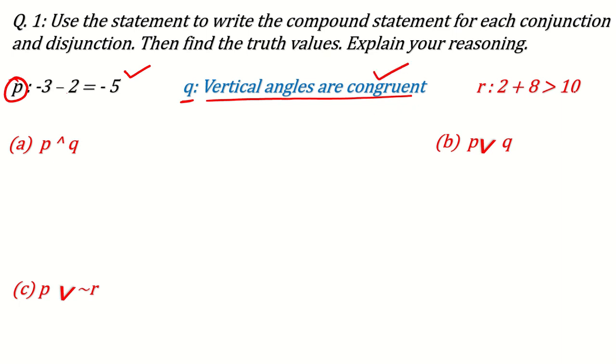Now R: 2 plus 8 is greater than 10. Do you think that this statement is correct? No, this is not correct. Why? Because 2 plus 8 is not greater than 10. But remember one thing in the exam, that if it is written like this, 2 plus 8 greater than or equal to 10, then it will be correct. Why? Because I am using the word equal to also. So just stick to the question only. So this statement is false.